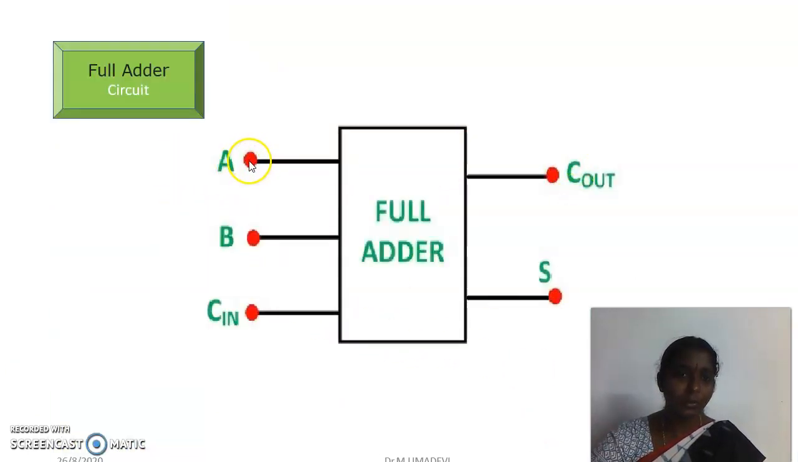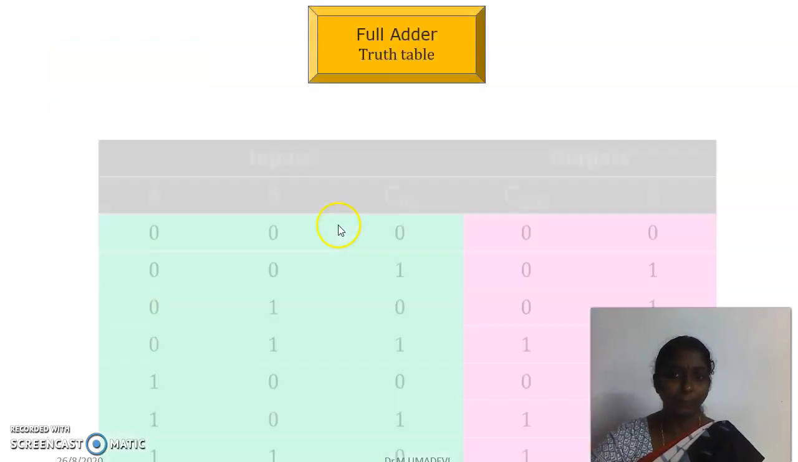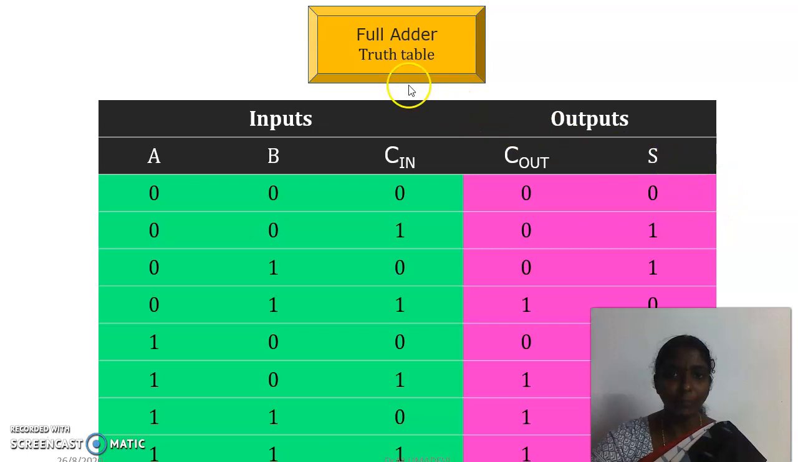As I told you earlier, it has 3 inputs: A, B, and C input, that is the carry input, and 2 outputs: C out and sum. And this is the truth table for the full adder circuit. If the 3 inputs are 0, meaning low, then C out is 0 and sum is 0. If any one of the inputs is high, then it produces sum.